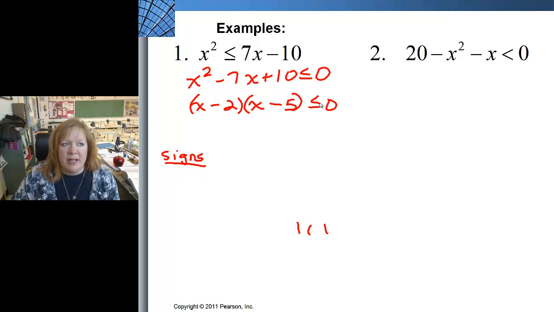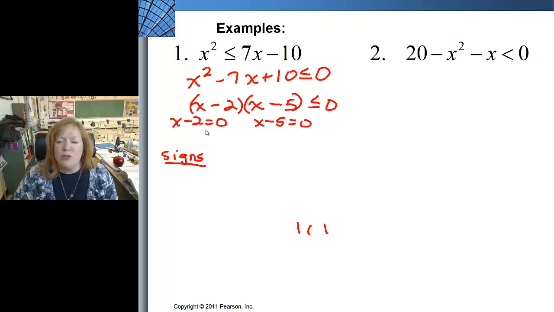The reason we want to get 0 on one side is because if something is bigger than 0, it's a positive number. If something's less than 0, it's a negative number. So we can find the solutions for our inequality very simply that way. So when I solve this, I end up with x minus 2 equals 0 and x minus 5 equaling 0. So x could be 2 or x could be 5.